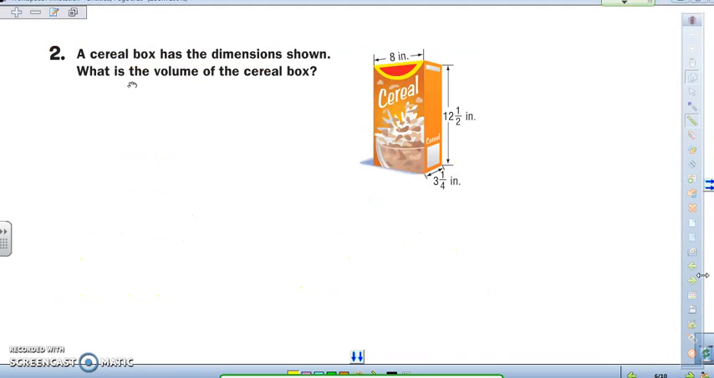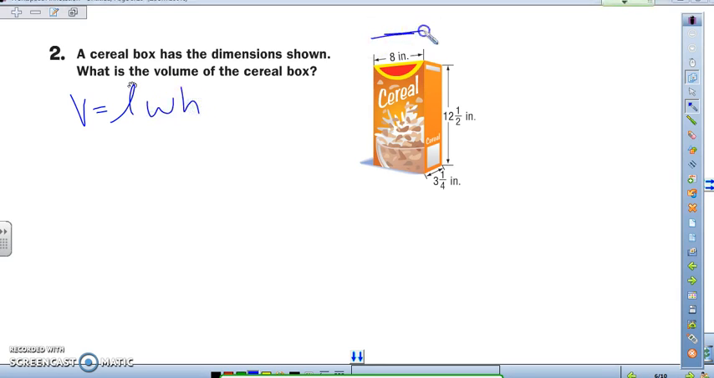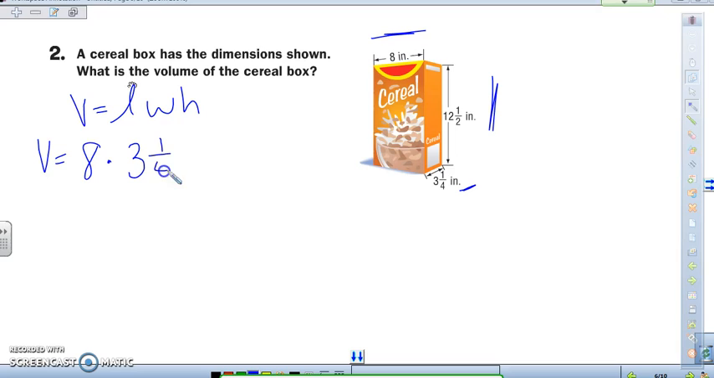Now we're going to look at example 2. I think you have to turn your page. Example 2 has fractions. We are going to do this the same way, except turn our fractions into improper fractions. So let's first write our formula. Length, width, height. So volume equals 8 times 3 1/4 times height, which is 12 1/2. We will do multiple problems of this. So I'm just asking you have a kind of sort of idea on how to do this.